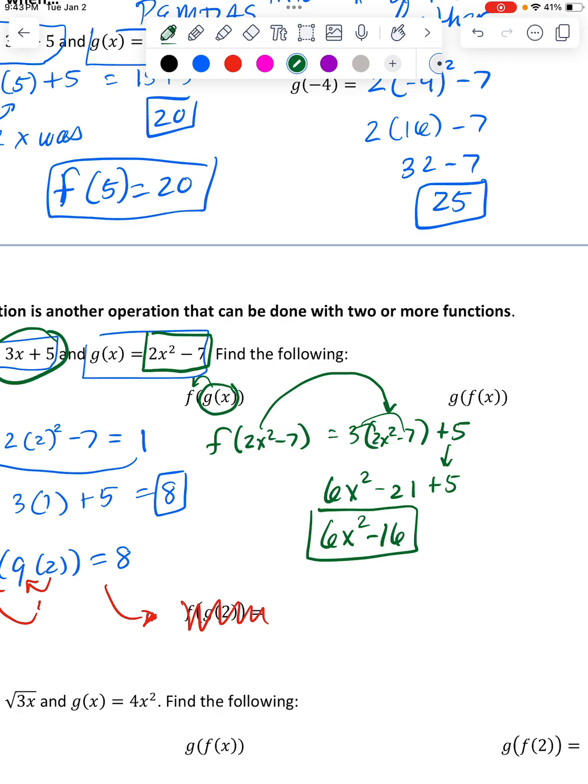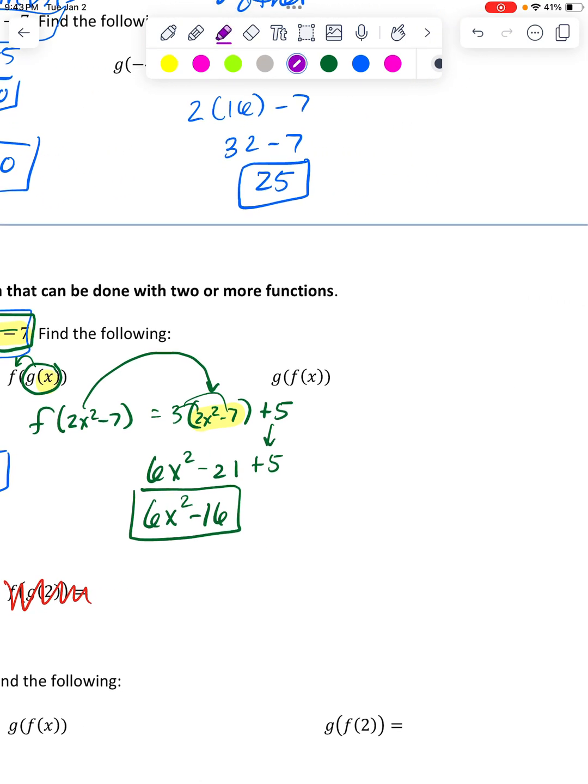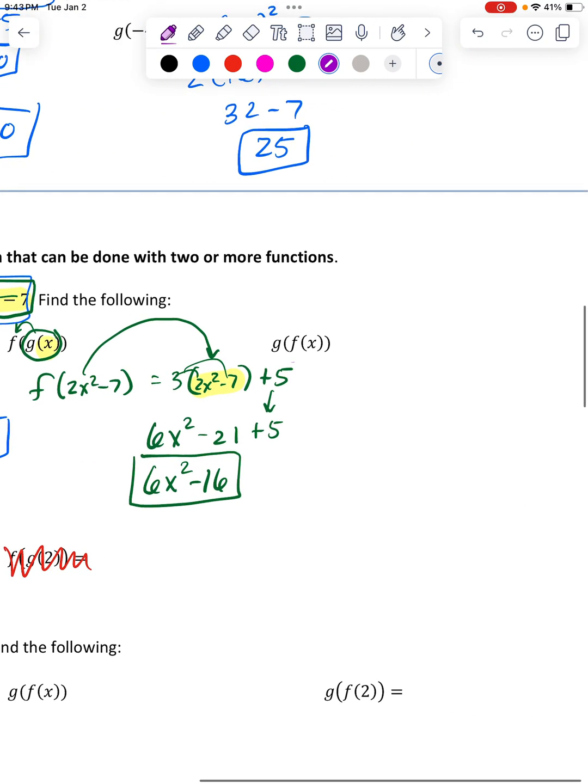So again, this whole thing, that's function g, gets put into where there used to be an x. And instead of being 3x plus 5, it becomes 3 all of function g plus 5. And then I just math my way through it. So same thing here. This is taking function f and it's going to plug it in wherever there was an x in g. So let's take a look. What is function f? 3x plus 5.